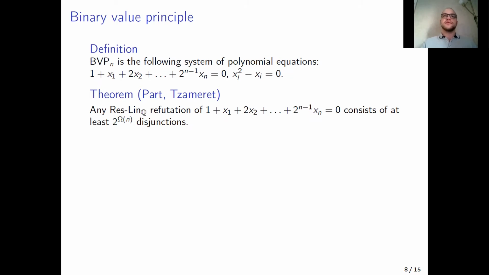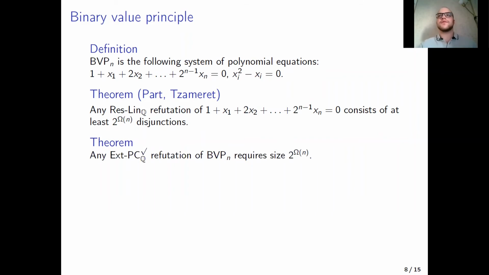Now I would like to describe the system of polynomial equations for which we are going to prove our lower bounds. The binary value principle is the following subset sum principle. And also we are going to add Boolean axioms, so the system would be unsatisfiable. The recent result of Part and Tzameret shows that any Res-Lin refutation of this binary value principle consists of at least 2 to the power of omega of n disjunctions, which means that obviously the size of any Res-Lin refutation of this binary value principle should be at least exponential.